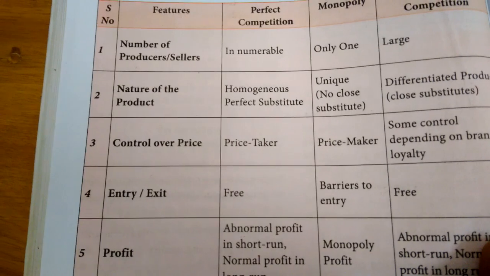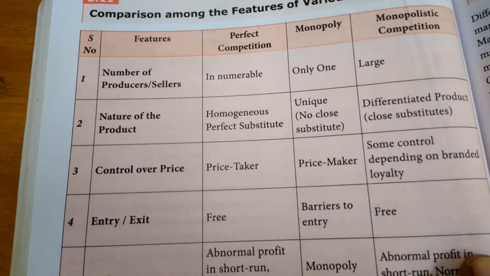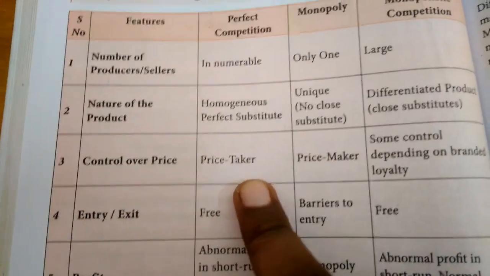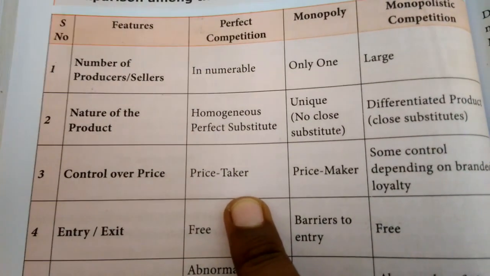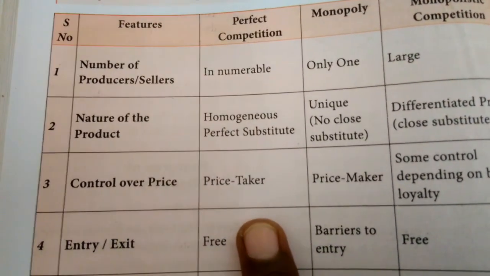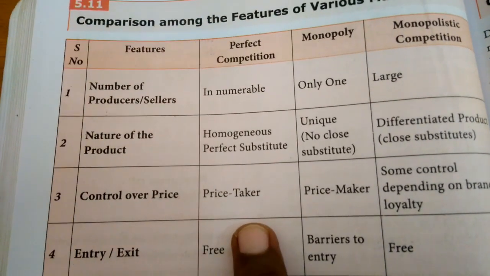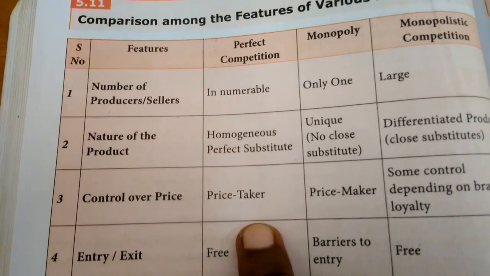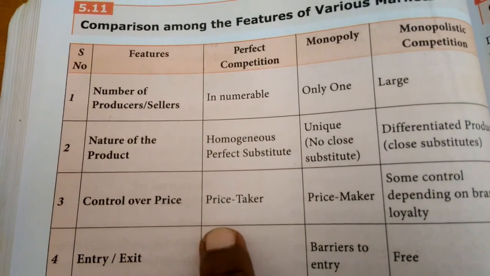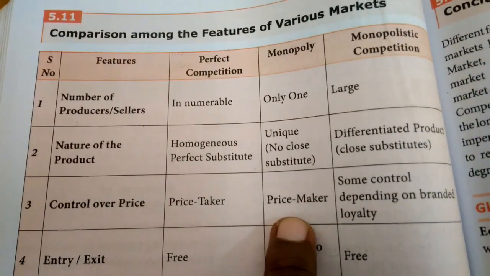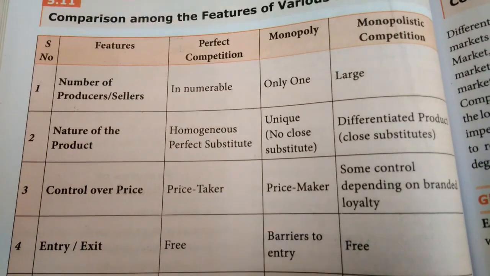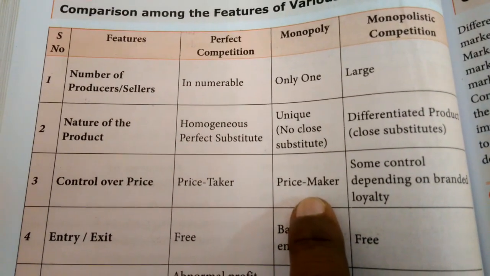Next, control over price. How will the price be decided in perfect competition? It is a price taker market, so the sellers or producers will be considered price takers. Price taker means he will never have the power to fix the price for his commodities. On the basis of demand and supply only, the price will be determined. Next, in the monopoly market, the price is fixed by the monopolist, so the monopolist is considered a price maker.